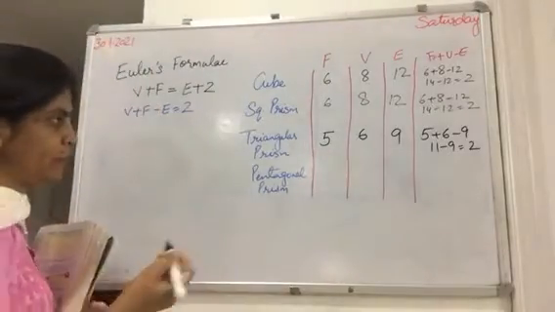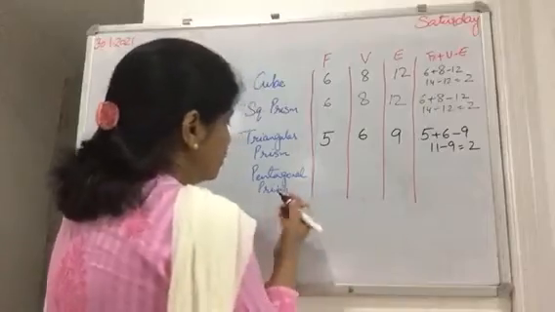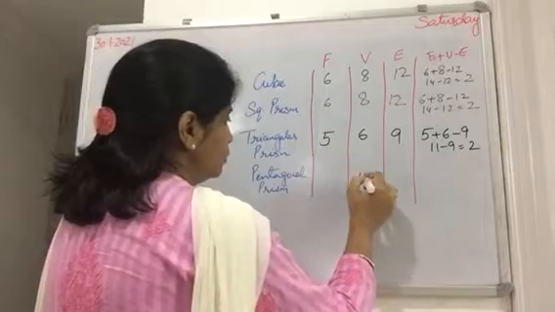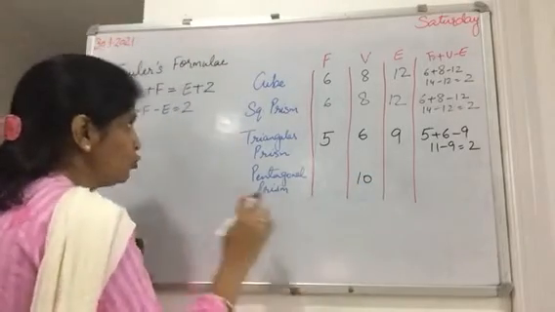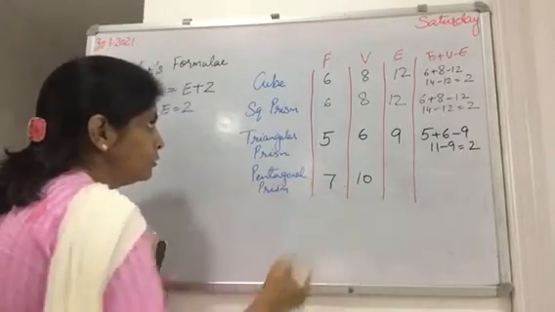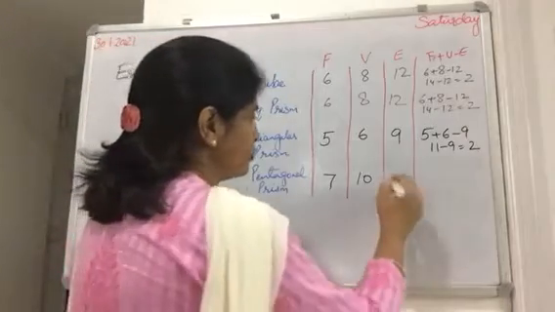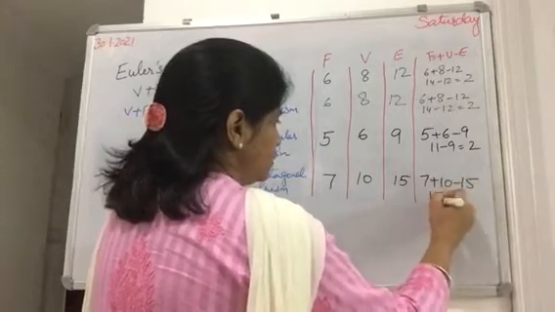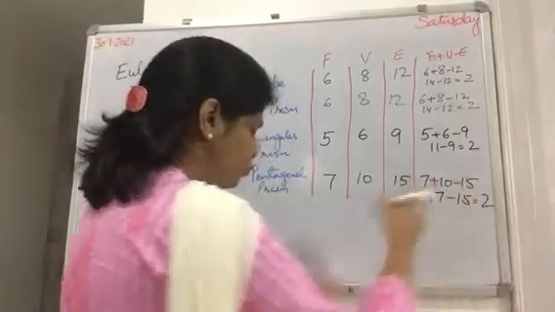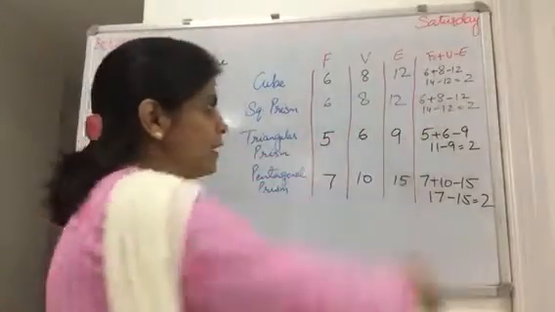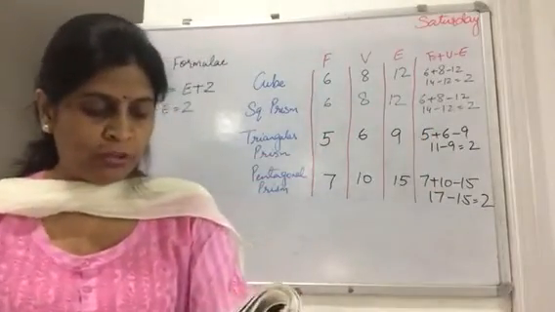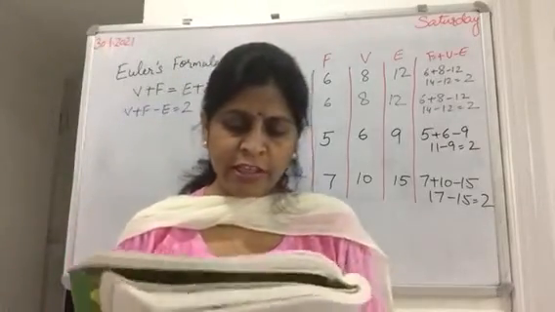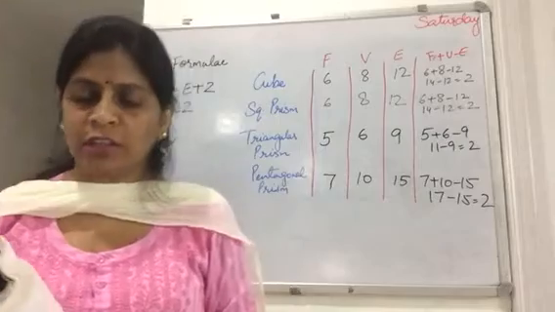Now pentagonal prism, we have discussed right now only. Pentagonal prism means there are 2 pentagons on the sides. So 5 and 5 become 10 vertices, faces 5 and 2, 7, edges 5, 5, 10, 15. So 7 plus 10 minus 15, 17 minus 15 is 2. Now you can see in all the cases the answer is 2. So we have derived Euler's formula. State Euler's formula.